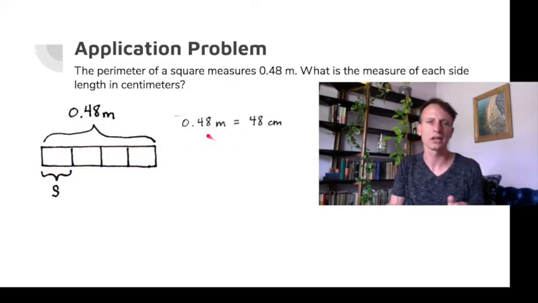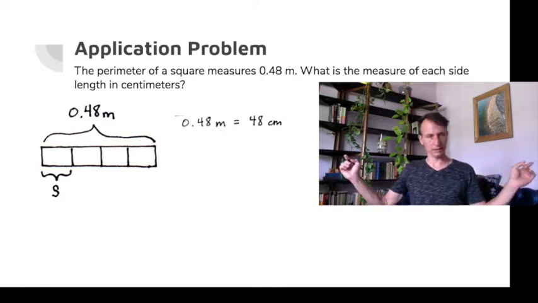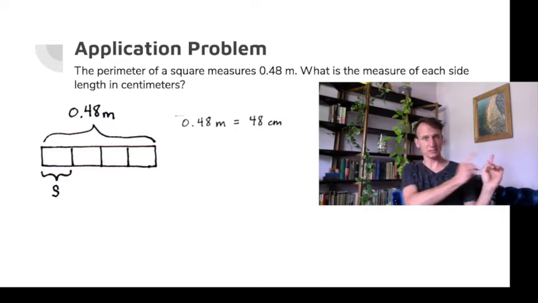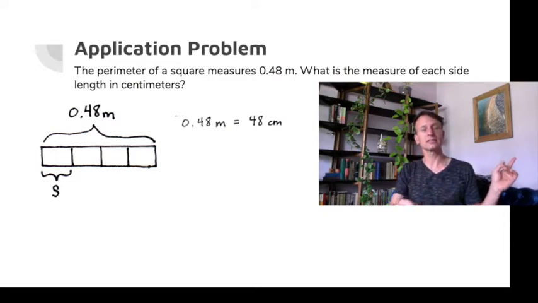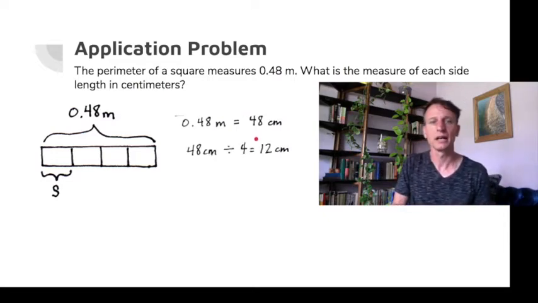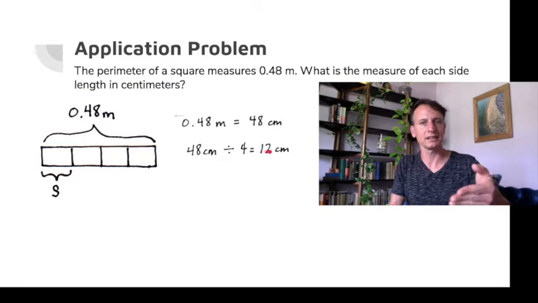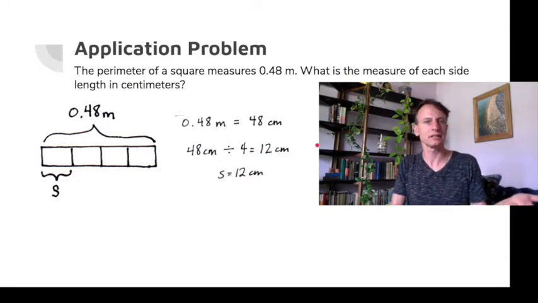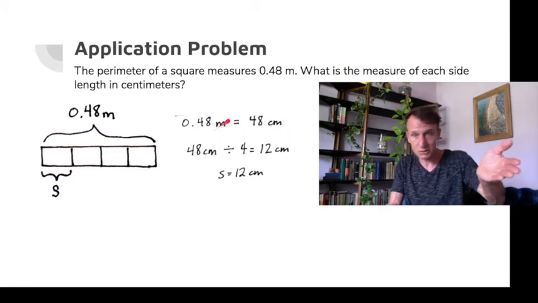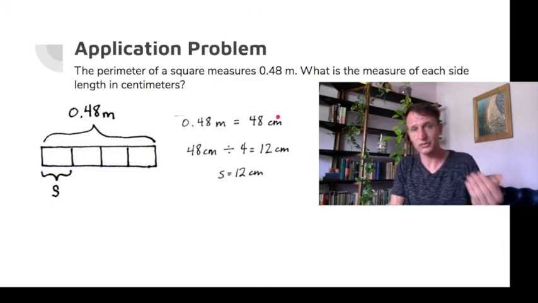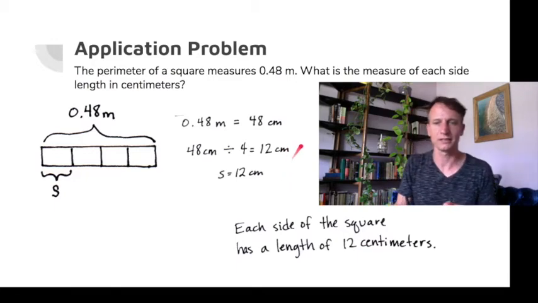So let's start off with that 48 hundredths of a meter. Picture the meter stick. There are 100 centimeters in there. So 48 hundredths is 48 centimeters. So that's an easy conversion to make. And then we take that 48 centimeters, divide it by the 4 sides, and it is 12 centimeters. Look at that. The side is 12 centimeters. You thought this was going to be hard. It's pretty straightforward. As long as you can make this jump, that 48 hundredths of a meter is 48 centimeters, the rest is cake, pie, and ice cream. So each side of the square has a length of 12 centimeters.